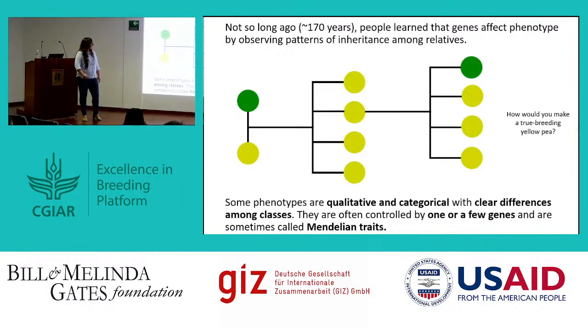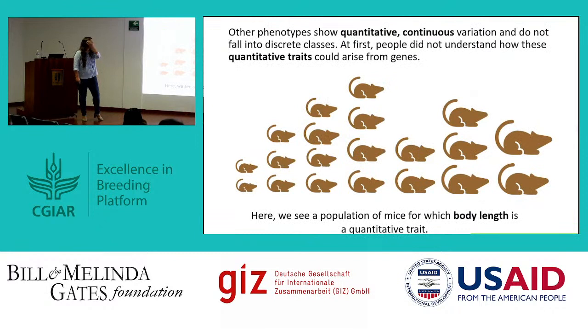So these are phenotypes that are qualitative and categorical. They have clear differences among classes, and they're usually controlled by one or a few genes. Okay, so we're going to refer to these as Mendelian traits. But the beast that we have to deal with is, of course, that phenotypes show quantitative and continuous variation. They might not fall into discrete classes. Even if you could put them into discrete classes like small, medium, and large, you would somehow lose information about what's really going on in that trait.